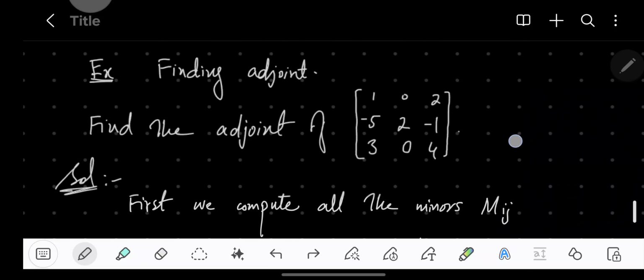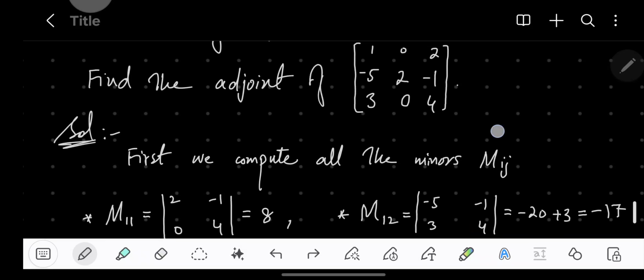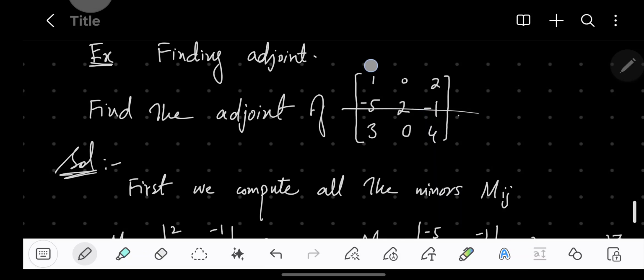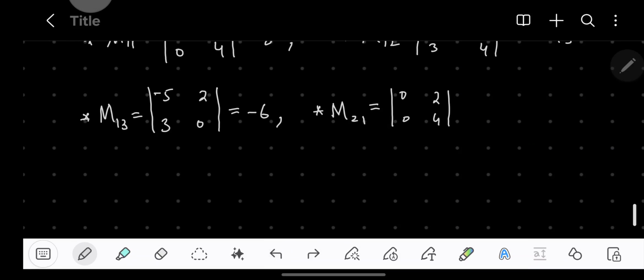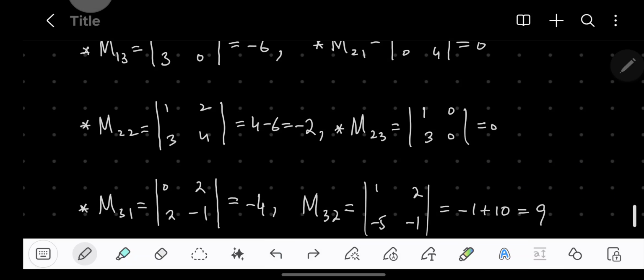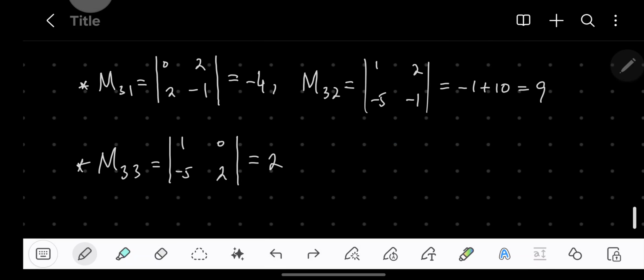What is M21? M21 means second row and the first column. This is the second row and this is the first column. What is left is 0 2 and 0 4. You can check, here we have 0 2 and 0 4. If we calculate its determinant, we will get 0. Similarly, we will get all of the minors. You can calculate them; I have written them directly.